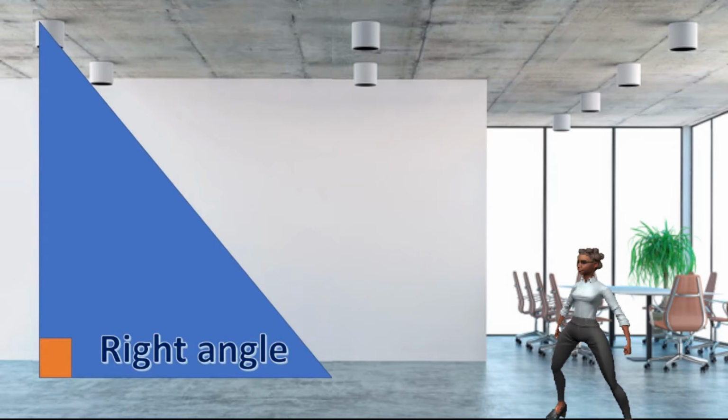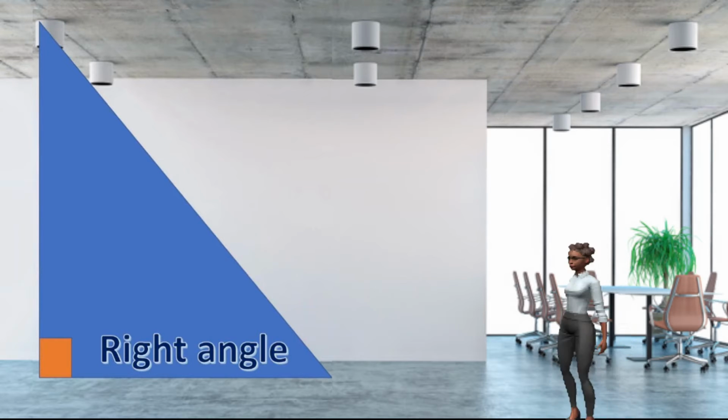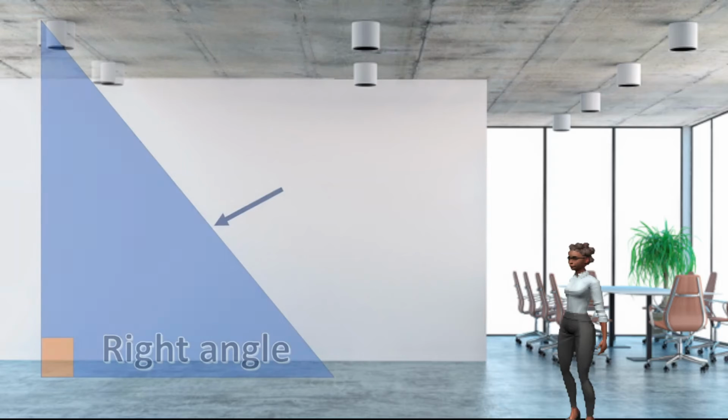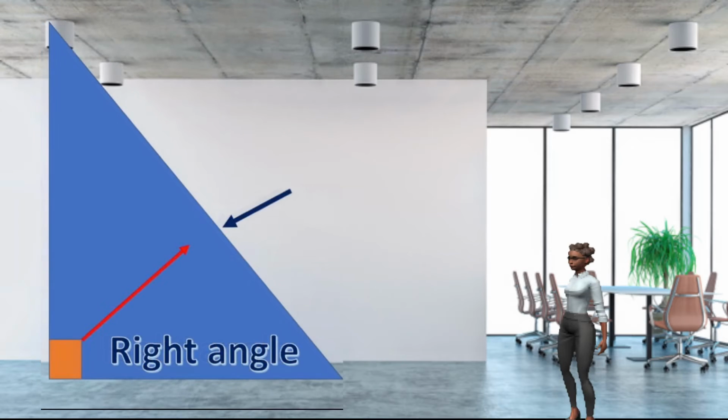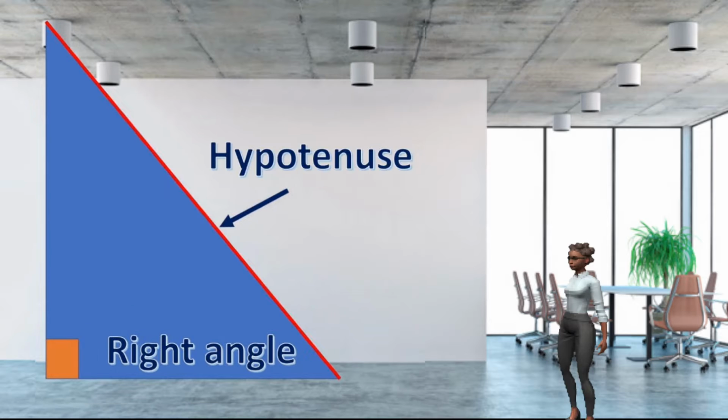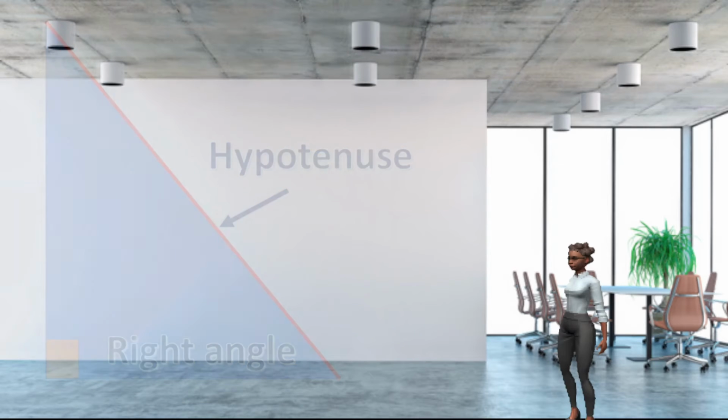There's something else that's special about right angle triangles. They are the only triangle to have a special name for one of their three sides. That side is the longest side of the right angle triangle, and it is across from the right angle. This side is called the hypotenuse.